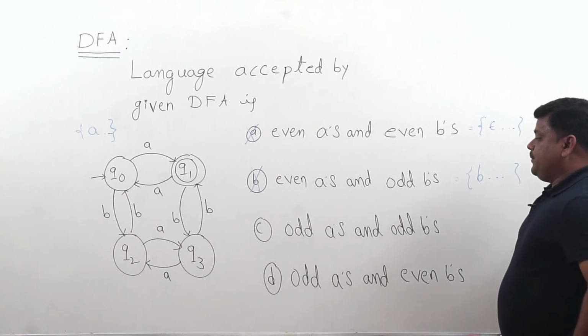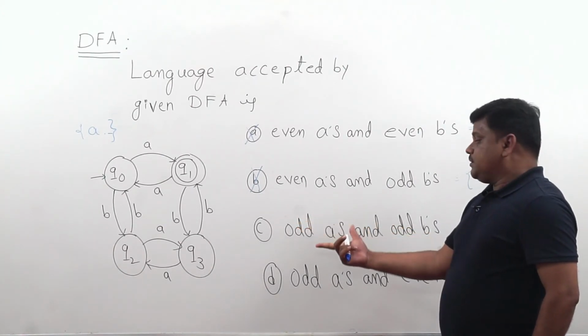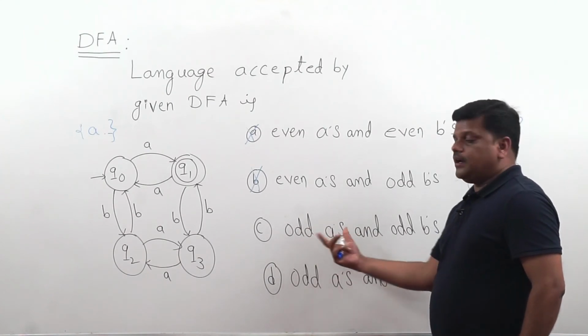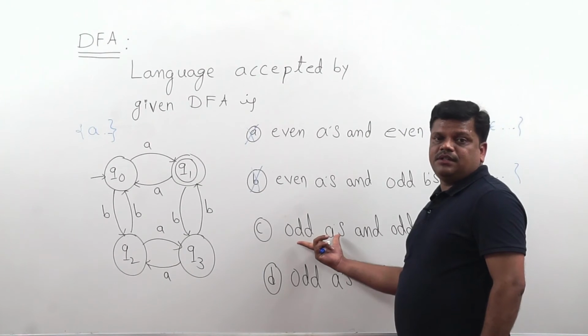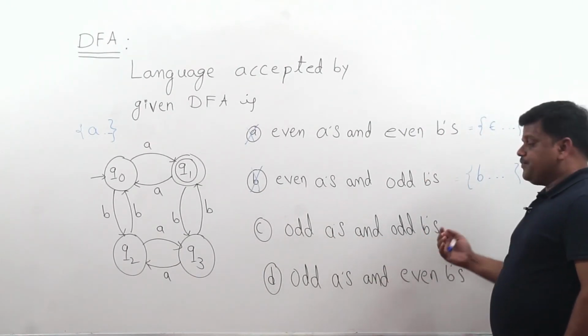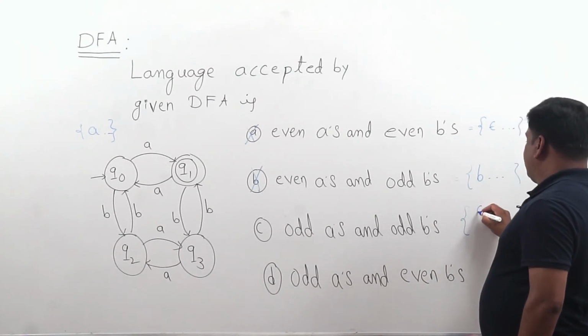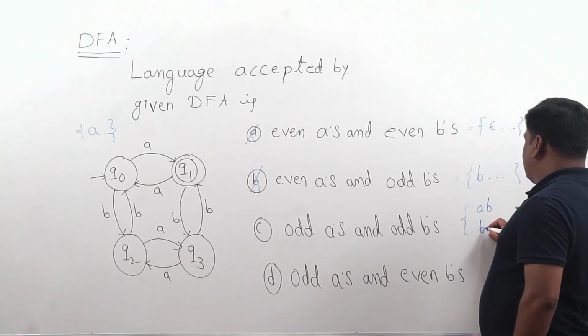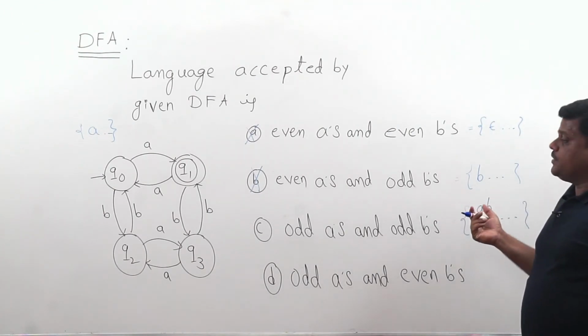Come to the option C. The option C is saying that language accepted by this DFA is odd number of A's and odd number of B's. Odd number of A's means minimum string is A. Odd number of B's means minimum string is B. Hence, the minimum string in this language is either AB or BA. Then so many strings are there. These are infinite languages.